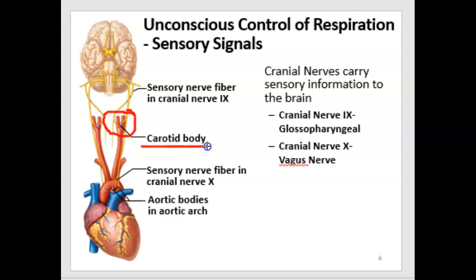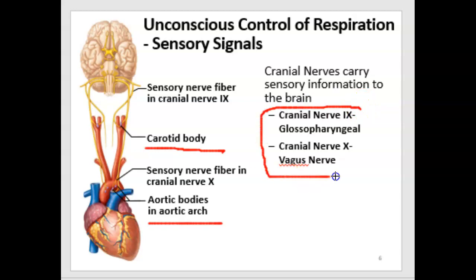There are some special receptors called the carotid body and the aortic bodies that can detect blood levels of CO2, pH, and oxygen. And we'll talk about that more. But for now, I wanted you to know that any sensory information, whether it's coming from these carotid bodies or aortic bodies, any sensory information from lung and airway is going to travel in one of these two cranial nerves.